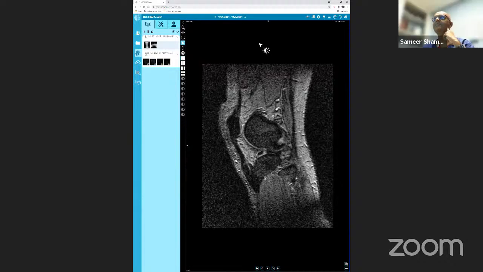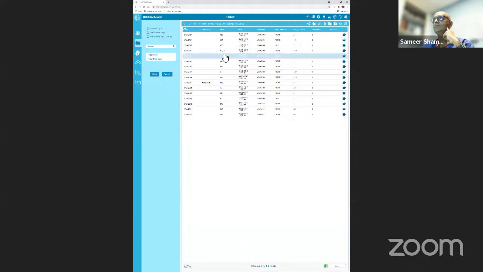So let them leave the mouse for a second. So I'm going to take you to case number 2004. Chest x-ray. Just give me one second.